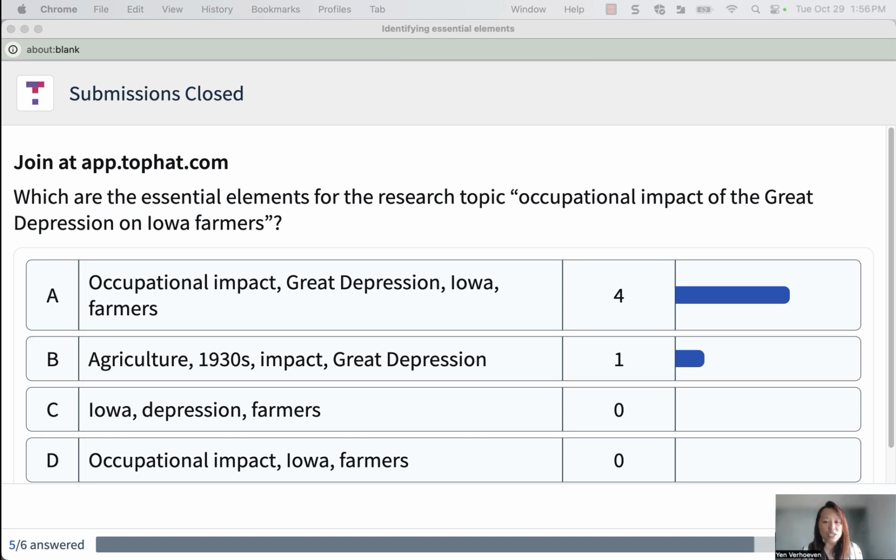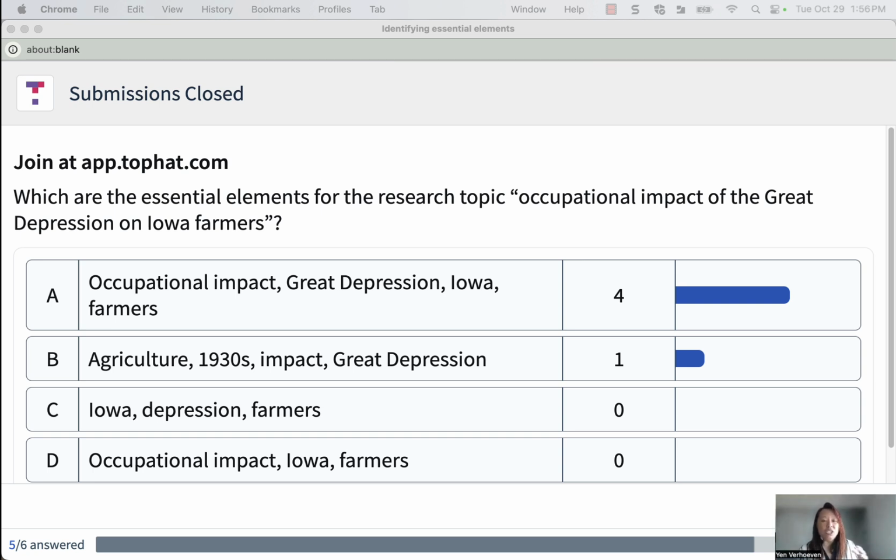Here, Iowa Depression and farmers, again, depression has multiple meanings. If I just put depression, I can look at probably statistics for farmers who are depressed in Iowa and how many are there, and probably now in the 2020s, who knows? Occupational impact, Iowa, farmers, again, is probably not going to give you Iowan farmers, but maybe farmers related to Iowa, doing commerce in Iowa, who knows?